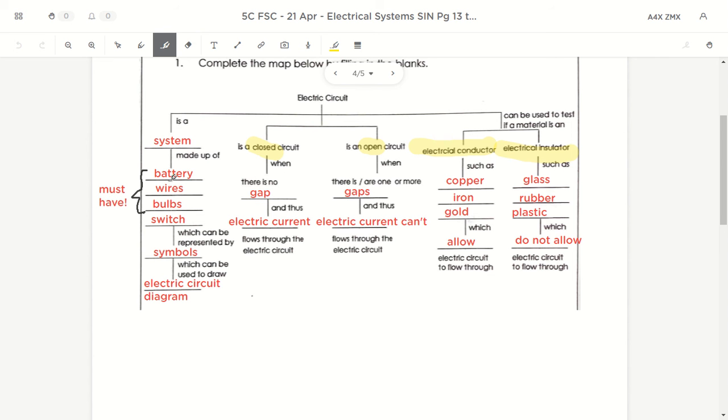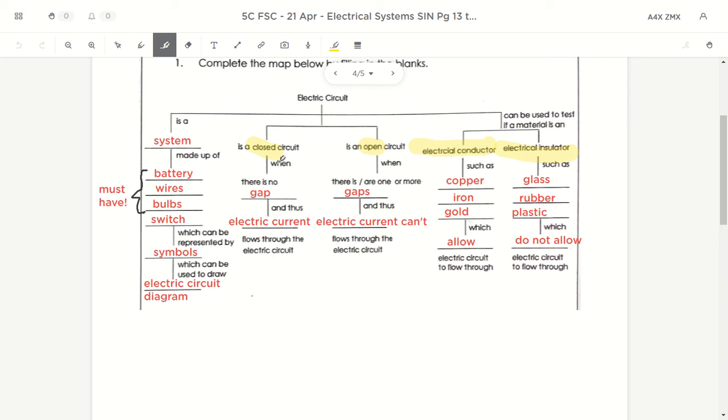Sometimes you don't need a switch. It depends. For big circuits, yes, you need a switch because there might be many different bulbs you want to control, whether you want to turn the bulb on or off. However, if this is just a simple circuit, you actually don't need a switch. All you need to do is to disconnect or connect the wires. So battery, wires, and bulbs are what you must have. Switch, sometimes you don't need to have. So all these parts can be represented by symbols, and symbols can be used to draw your circuit diagram. Yeah, what we went through just now.